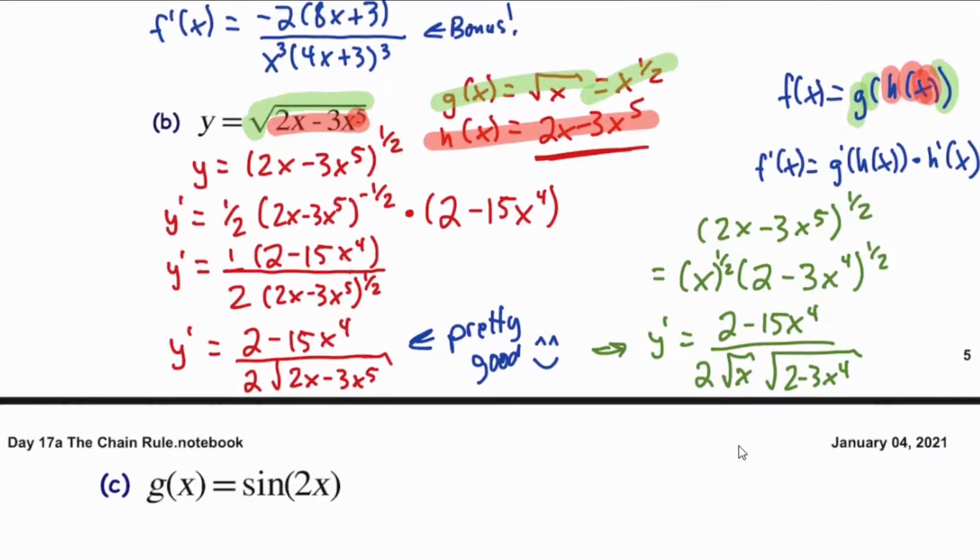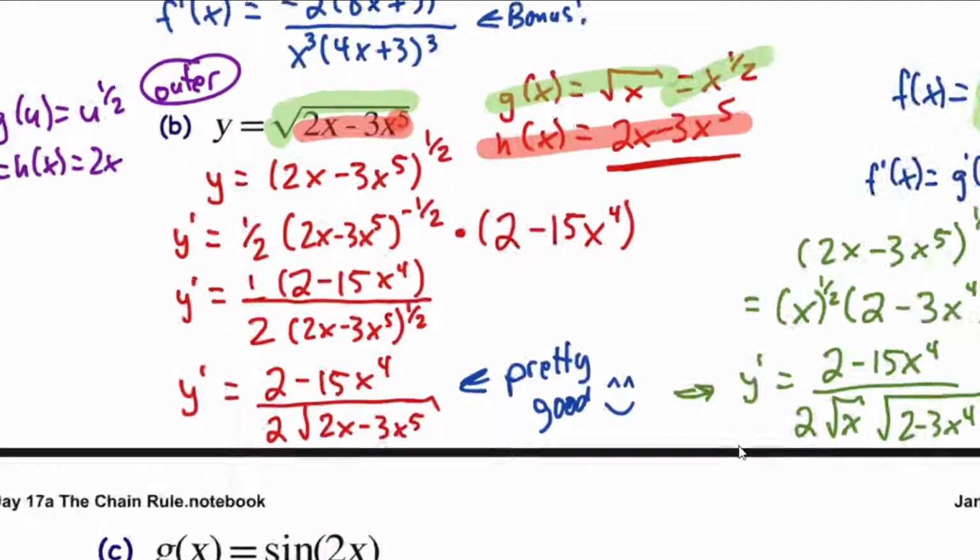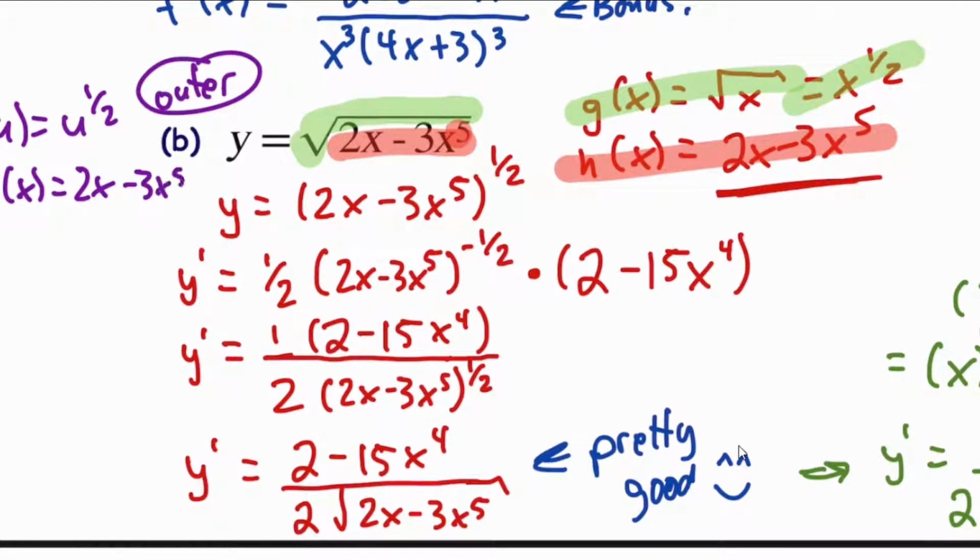We can also think about this in terms of our Leibniz notation for a moment. And I just want to think if I want to do this for both examples. Yeah, we can do that. So let's represent g of u equals u to the power of half, and this is our outer function. Our inner function, u equals h of x equals 2x minus 3x to the power of 5, and that's our inner function.